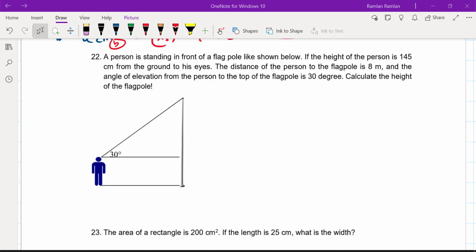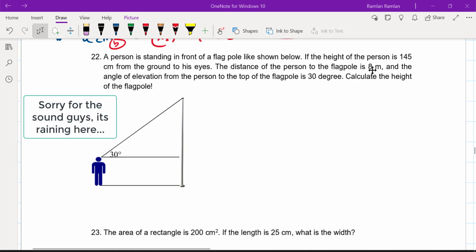Okay, number 22. A person is standing in front of a flagpole like shown below. If the height of the person is 145 centimeters from the ground to his eyes, the distance of the person to the flagpole is 8 meters, and the angle of elevation from the person to the top of the flagpole is 30 degrees, calculate the height of the flagpole.